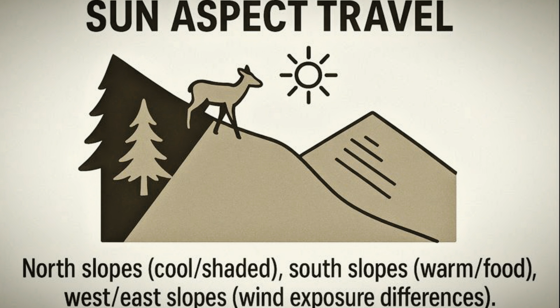Number 41 is sun aspect travel. That's because movement changes with slope aspect. Food, bedding, and thermals vary by direction and shape those animals' patterns.